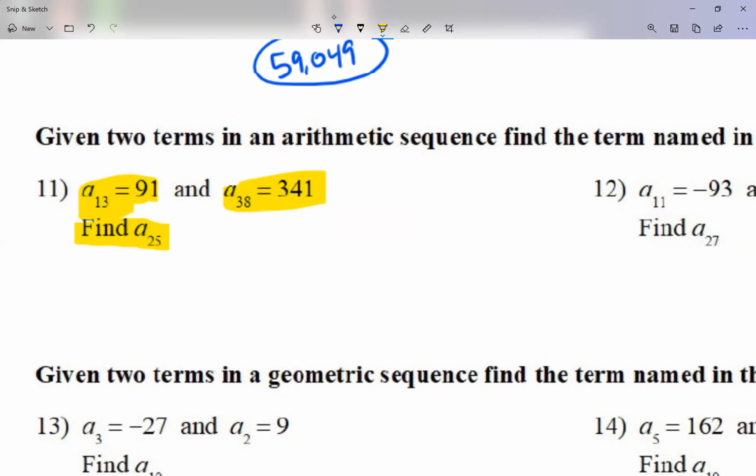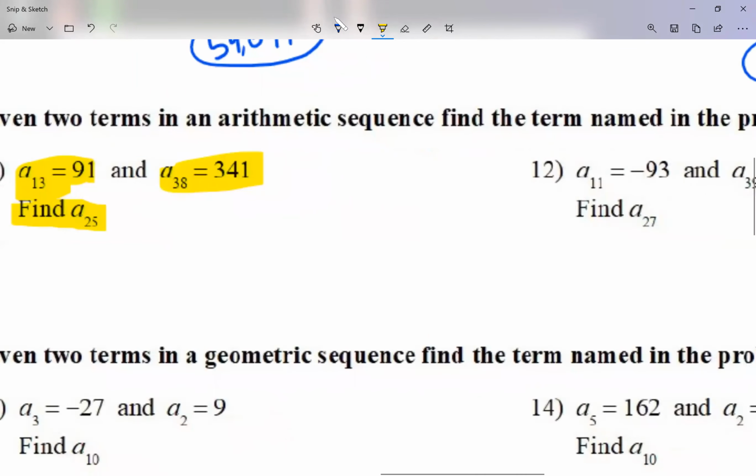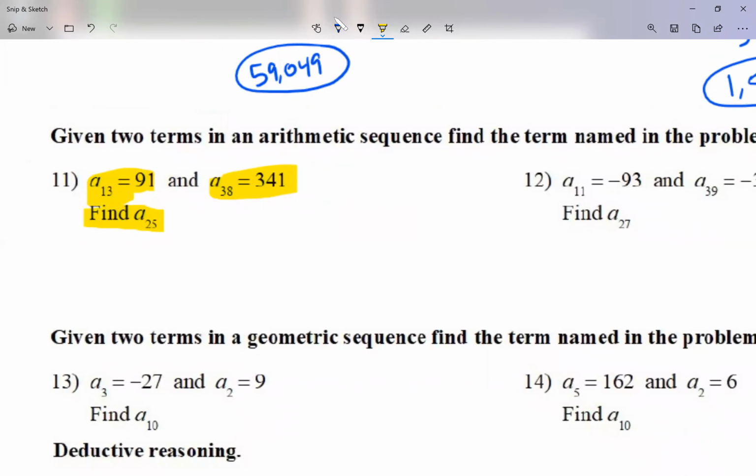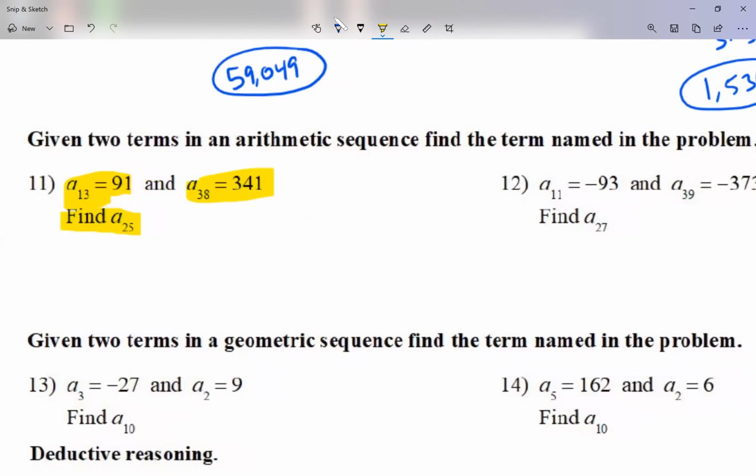Now, in order for you to know if I was adding or subtracting, I'm going to call it arithmetic, okay? Arithmetic means I was adding or subtracting. In order for you to know if I was multiplying or dividing, I'm going to call that geometric. So in 11 and 12, it says given 2 terms in an arithmetic sequence. So I was adding and subtracting.